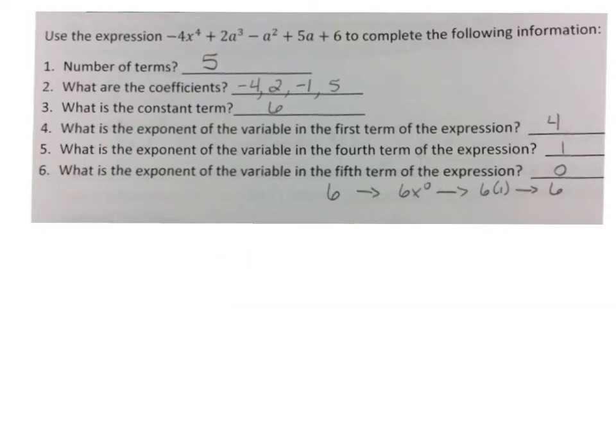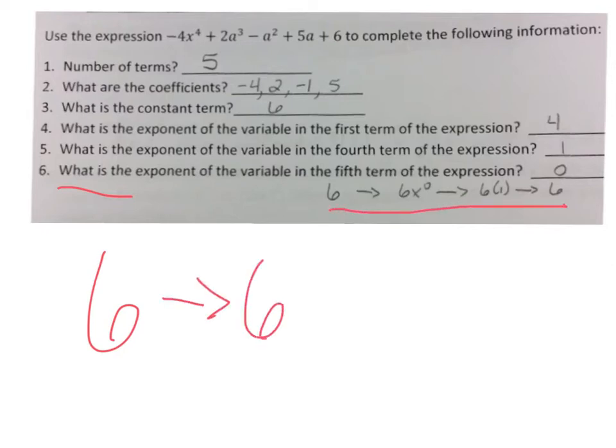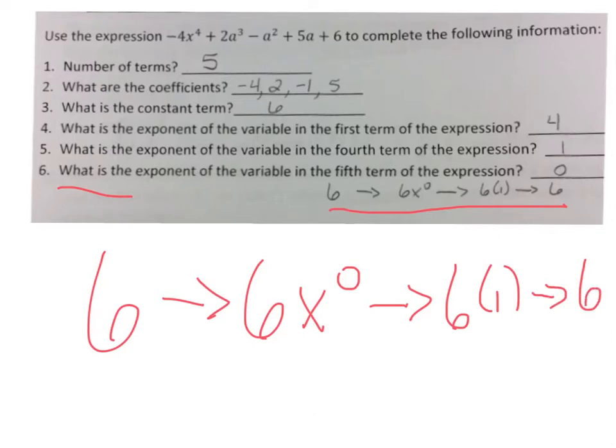All right, now, the next one, it says, what is the exponent in the fourth term? Well, your fourth term happens to be right there. And when you have 5a, that exponent is going to be a 1. And then finally, the last thing we're going to talk about is the exponent in the fifth term. That's this question here. If you notice, the fifth term is 6. Well, look at this little explanation right here. 6 is the same as saying 6 times x to the 0 power, because remember, anything to the 0 power is 1. Therefore, that would be the same as saying 6 times 1, which is simply just 6.